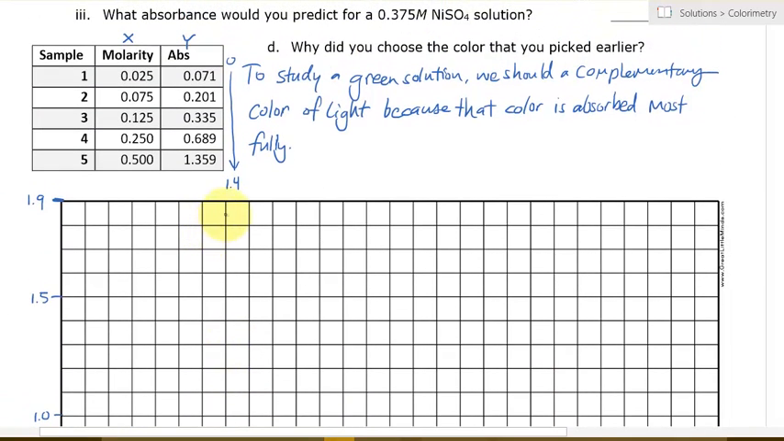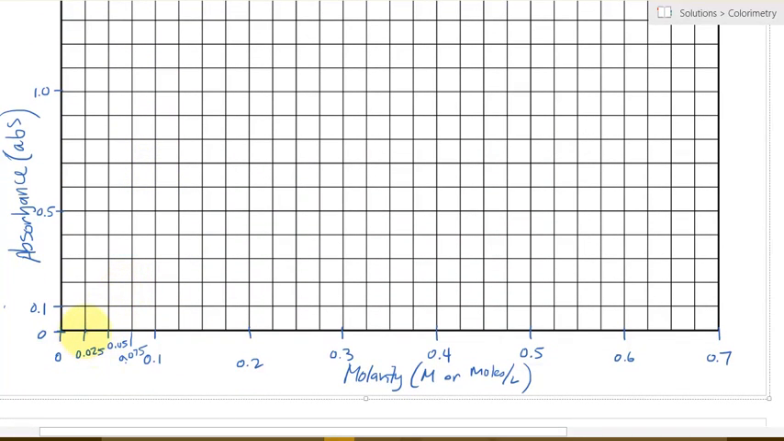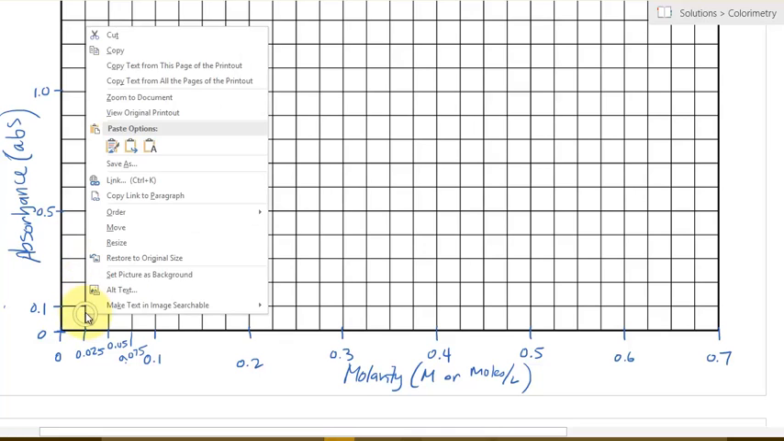So our first data point here is 0.025. Well, that was one of the marks I just noted for you. And then 0.071 is the absorbance. So I want to be careful here. 0.025 means we're going to be here. Oops, I apologize. Here. And then 0.071 is actually way down here in the corner, right? So 0.071 is not 0.7. That would be up here. 0.07 is actually sort of right down here someplace. I'm going to put a dot right there.